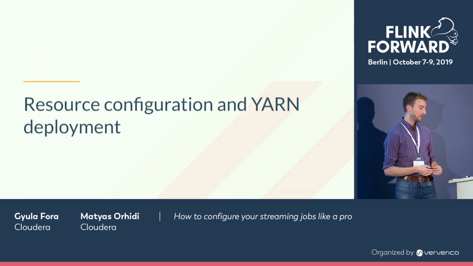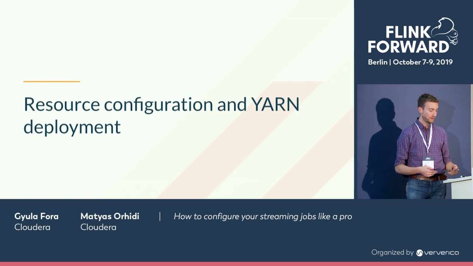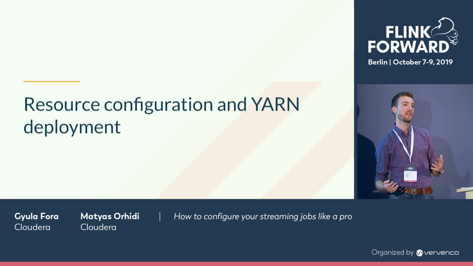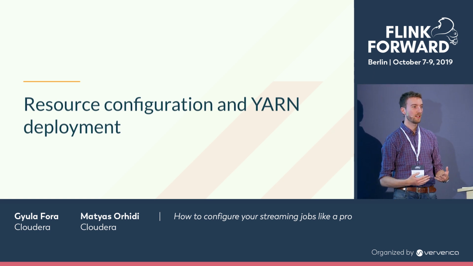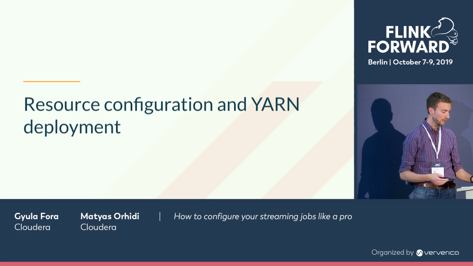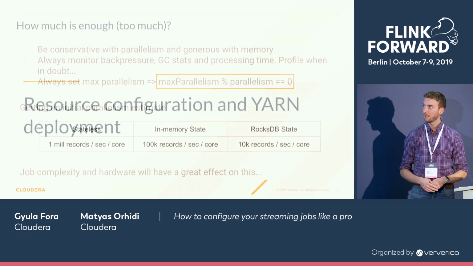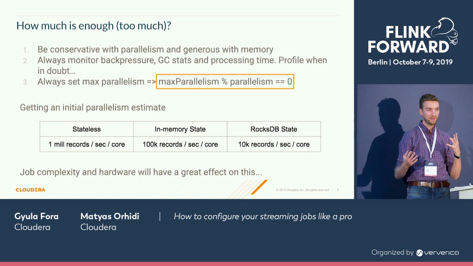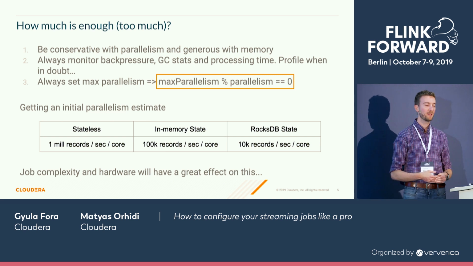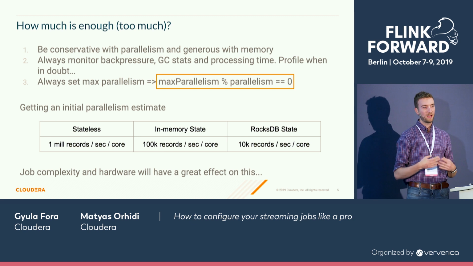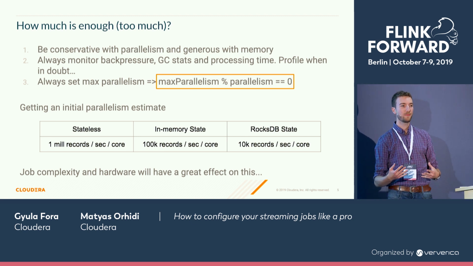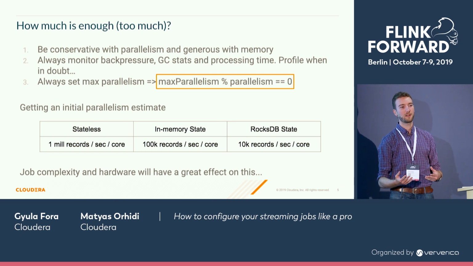So let's start with resource configuration. This is the first thing that hits you when you want to deploy a Flink job. You have to make a decision on how much memory and parallelism you want to allocate for your Flink job. So the question is how much is enough, and how much is maybe too much. A good suggestion is to always be conservative with the parallelism of your job. It's better to start with something small.